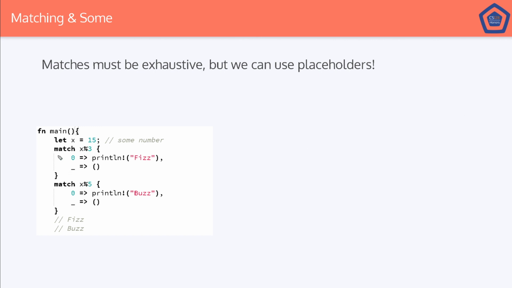In this specific scenario, we will create some number. In this case, we'll start with 15. We'll match on x modulo 3. If it is 0, then we'll print fizz. Else, basically, we'll print nothing. If x mod 5 is 0, we'll print buzz, else we print nothing.